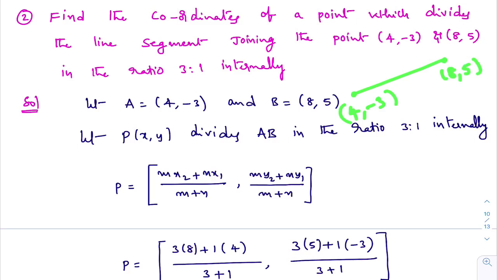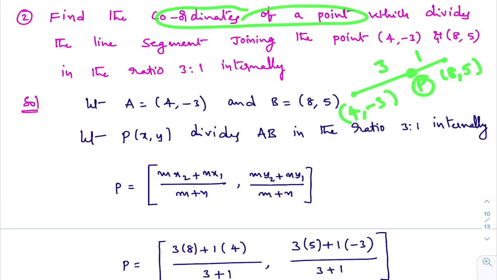Coordinates of a point, that means somewhere here the point P will be there. You need to find the coordinates of this point which divides the line joining these 2 points in the ratio 3:1 internally. Internally means the point P is in between these 2 points. So you need to find the coordinates of this point P. In the section formula, we learn how to calculate the coordinates of this point P.